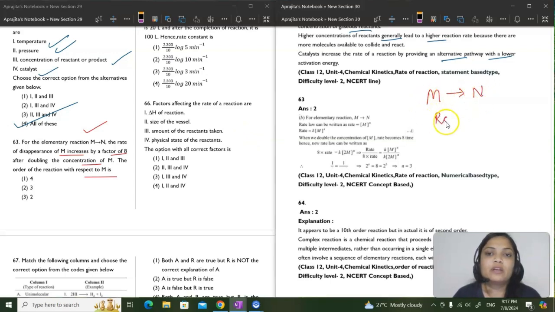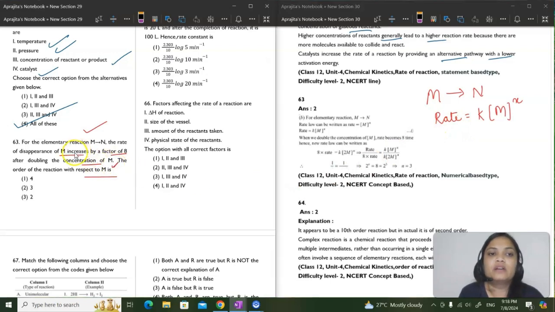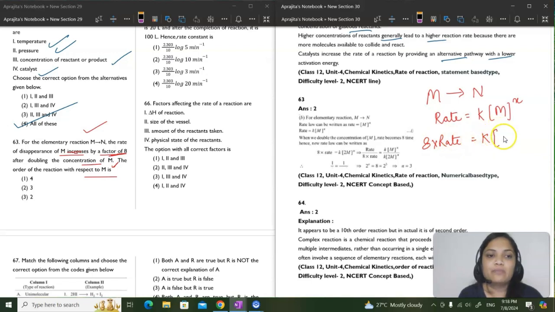So if I talk about the rate law, rate can be written as K and the concentration of reactant, raised to the power X. Let it be X. Now they are saying that when we are doubling the concentration of M, the rate of disappearance of M increases by a factor of 8. Means the rate becomes 8 times whenever the concentration of M is doubled. Like this.